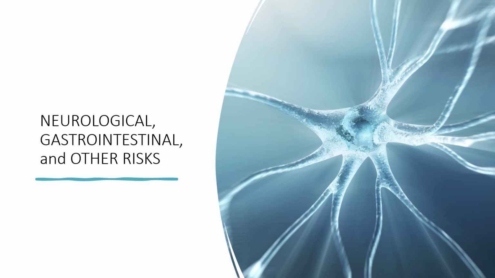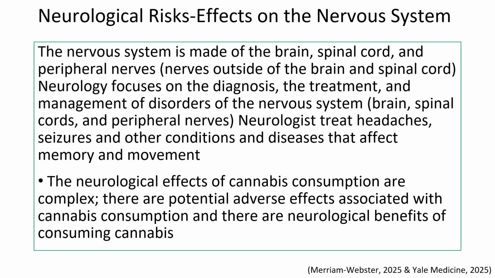Neurological, gastrointestinal, and other risk. The nervous system is made of the brain, spinal cord, and peripheral nerves. Neurological effects of cannabis consumption are complex. There are potential adverse effects associated with cannabis consumption, and there are neurological benefits of consuming cannabis.